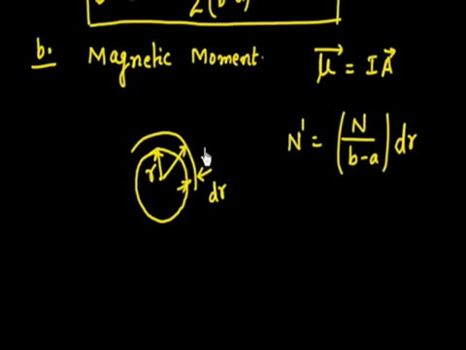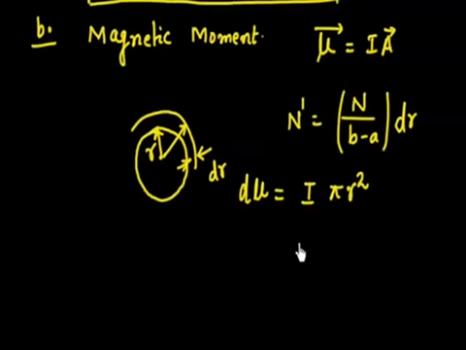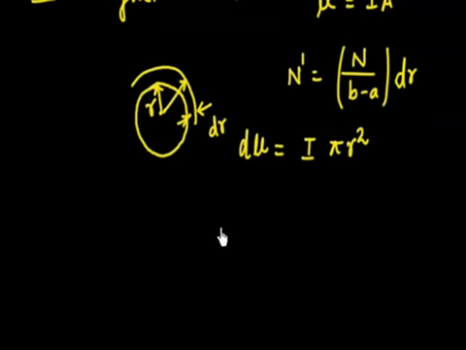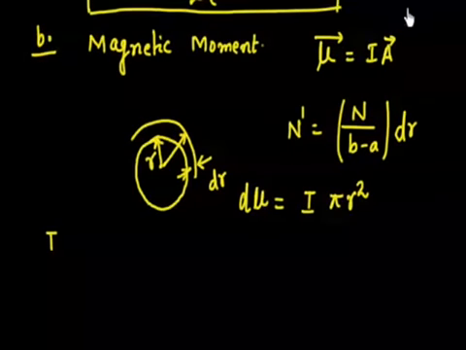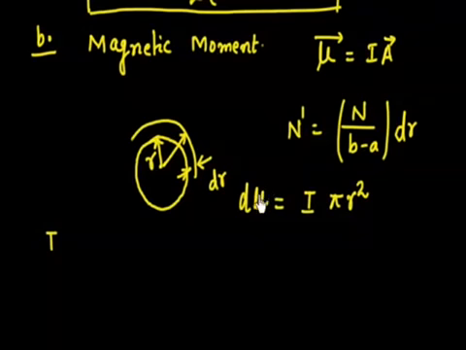So this is the total number of turns in this thickness. So due to one wire, what will be the mu? Due to one wire, I can write d mu is equal to I times area. Area is pi r square. So this is due to one wire. But there are n dash wires. Are you getting or not? So what is the total? There are n dash loops. You see another important point, I and A, area vector. So magnetic moment is a vector. I am only interested in magnitude right now.